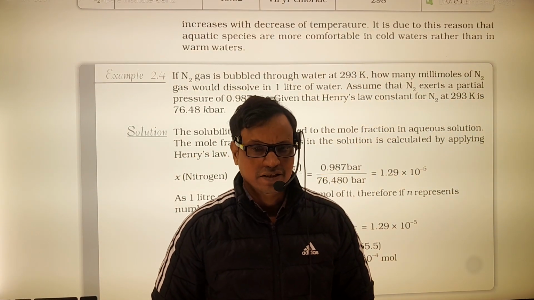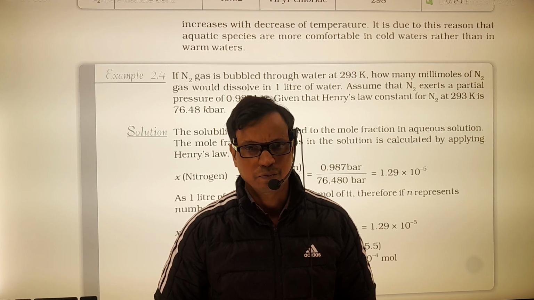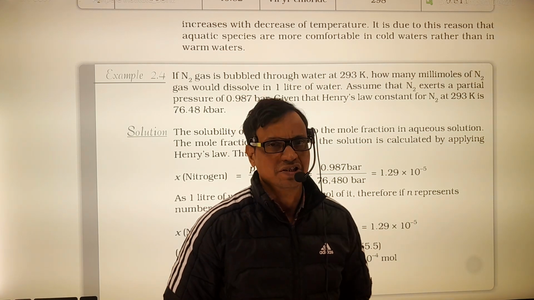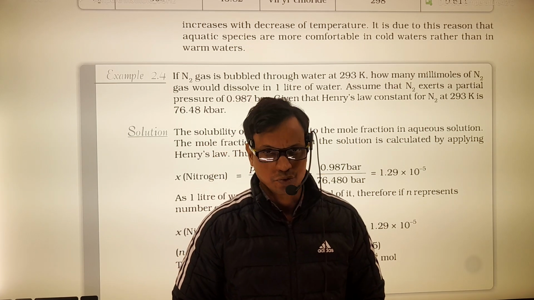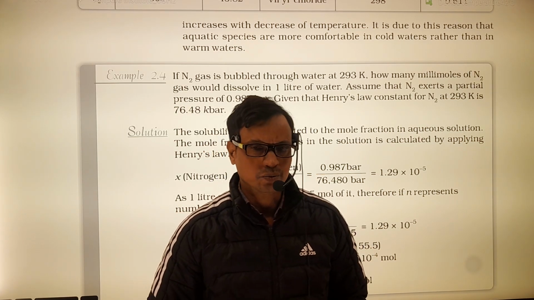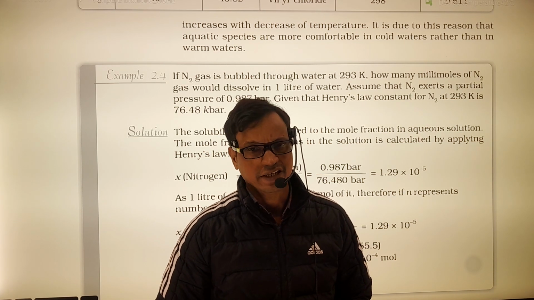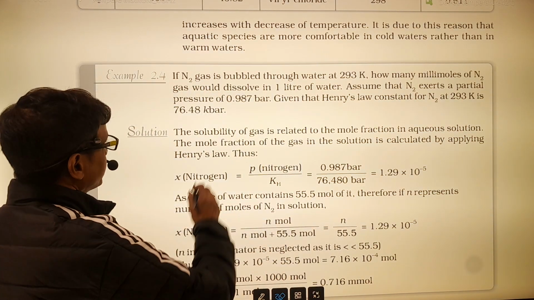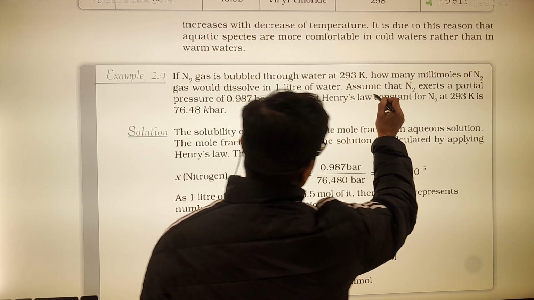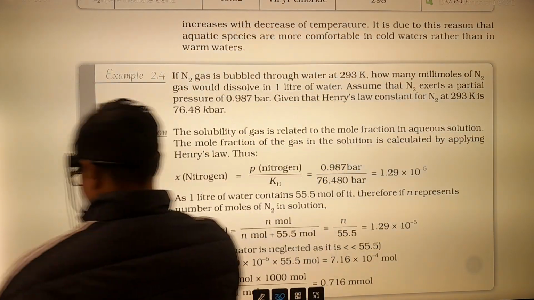This question is frequently asked in the 12th board examination, and it is from the chapter Solutions. It is asked for 2 marks, and here is how to write it so that you can get 2 out of 2. Let's see. Here, the partial pressure exerted by nitrogen has been given.